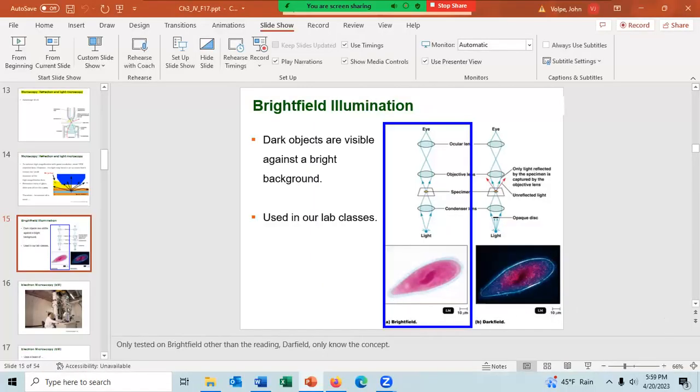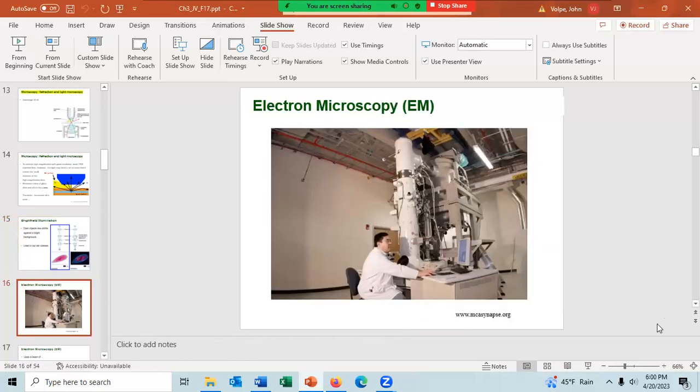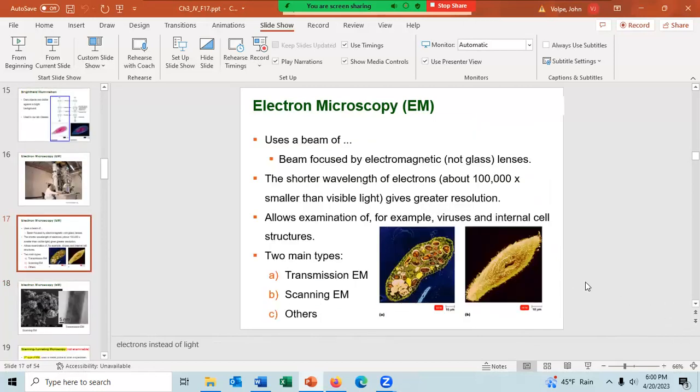All right. So that's the light microscope. Let's talk a little bit about the electron microscope. Here you're seeing an electron microscope, and you might notice it's a much bigger microscope than a light microscope. An electron microscope uses a beam of focused electrons instead of using light. The electron beam is focused by an electromagnetic lens. It's not focused by a glass lens.